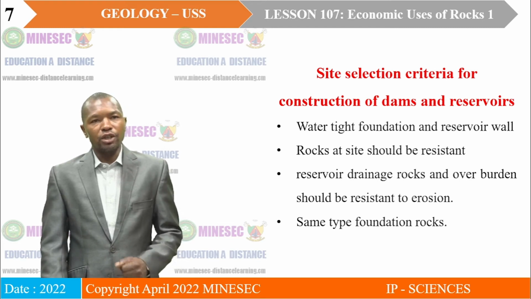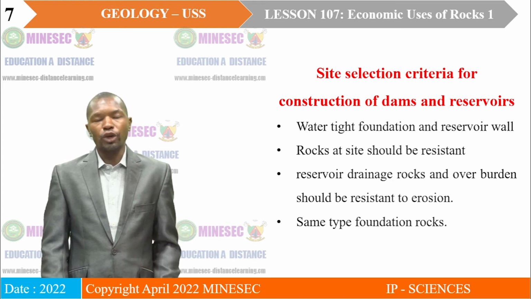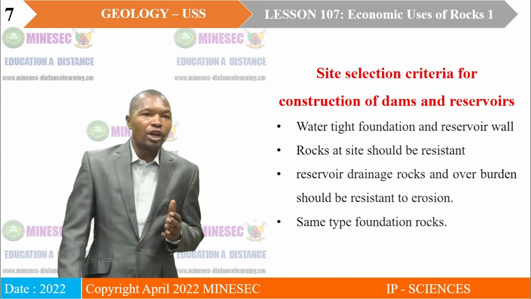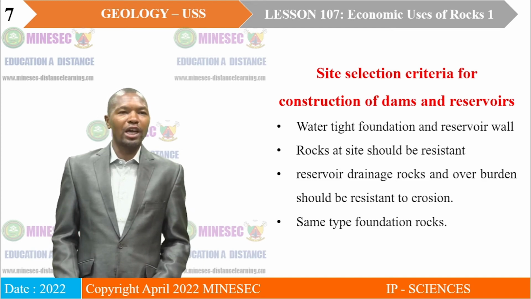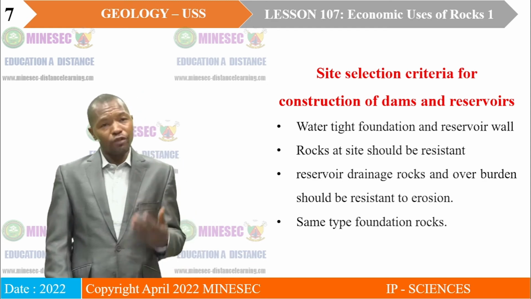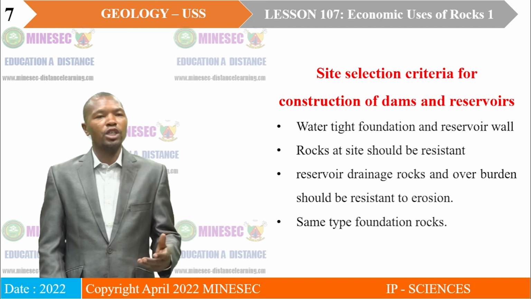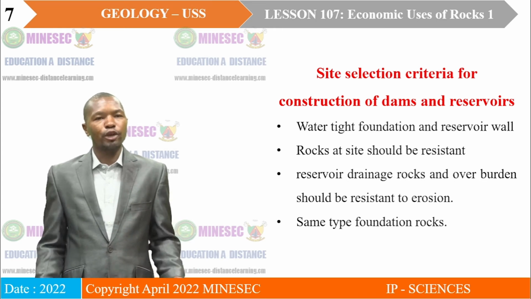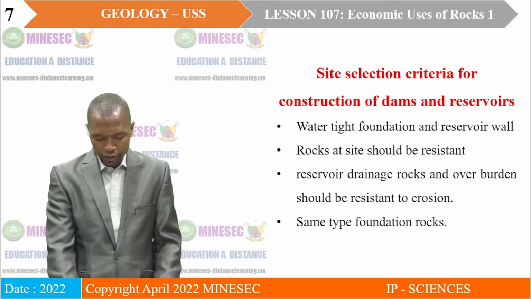The reservoir drainage rocks and overburden should be resistant to erosion. If not, the materials will be displaced easily. The reservoir or the dam foundation rock should be of the same type. It should not be characterized by sedimentary rocks or different types of sedimentary rocks, or the jungle of sedimentary, igneous, and metamorphic rocks. It should be characterized by one rock type. The reason is because the foundation rock could be brought from elsewhere during construction of dams.